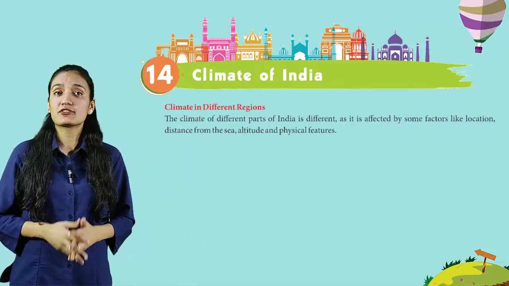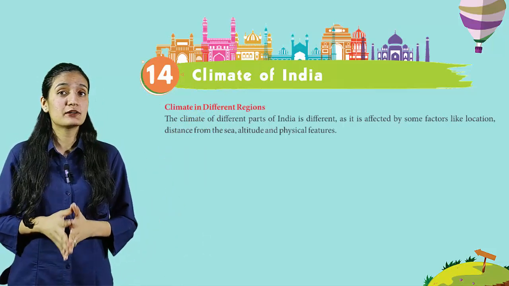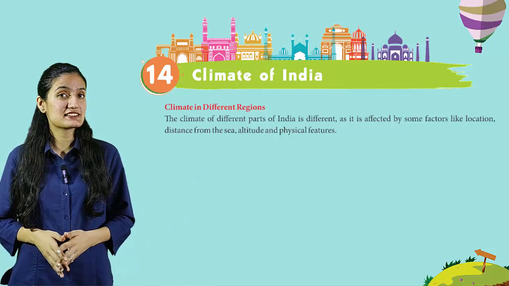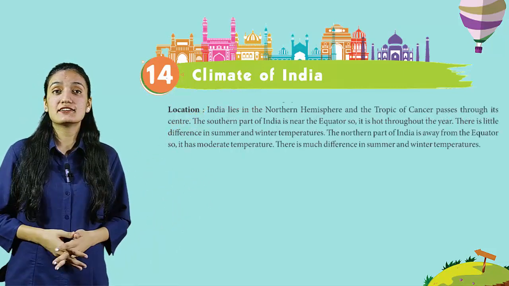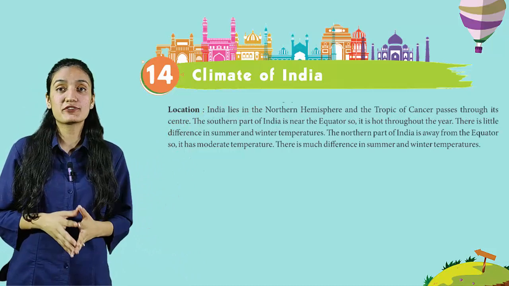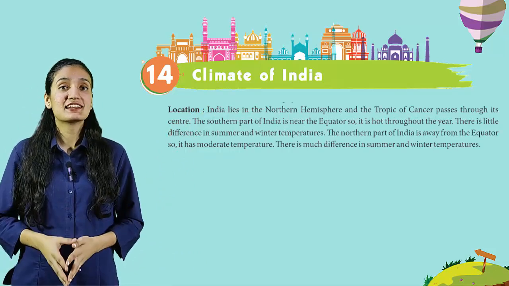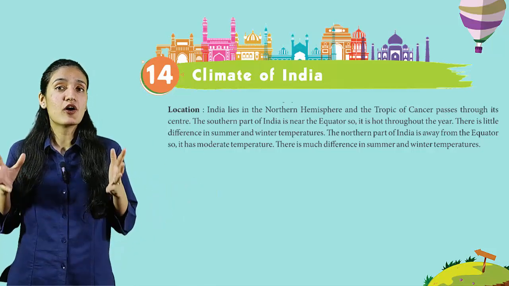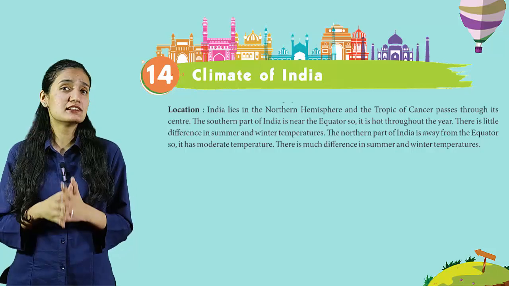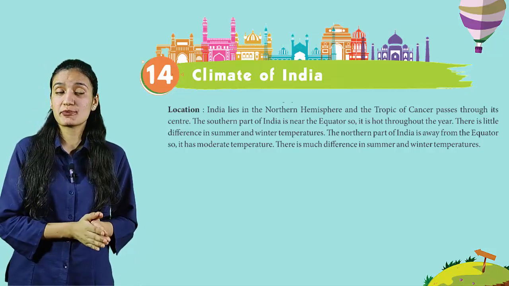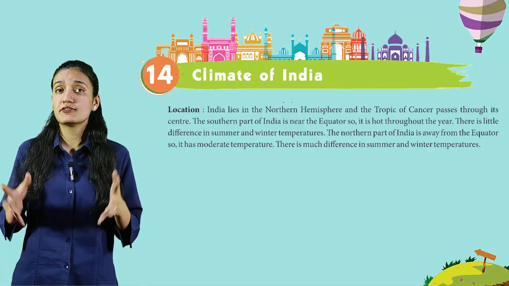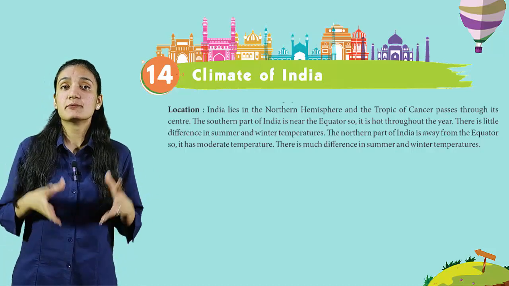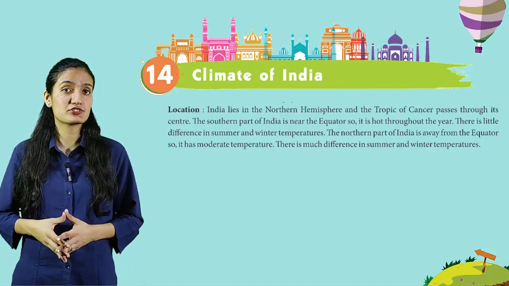The climate of different parts of India is different as it is affected by some factors like location, distance from the sea, altitude and physical features. Location. India lies in the northern hemisphere and the Tropic of Cancer passes through its center. The southern part of India is near the equator, so it is hot throughout the year. There is little difference in summer and winter temperatures. The northern part of India is away from the equator, so it has moderate temperature. There is much difference in summer and winter temperature.